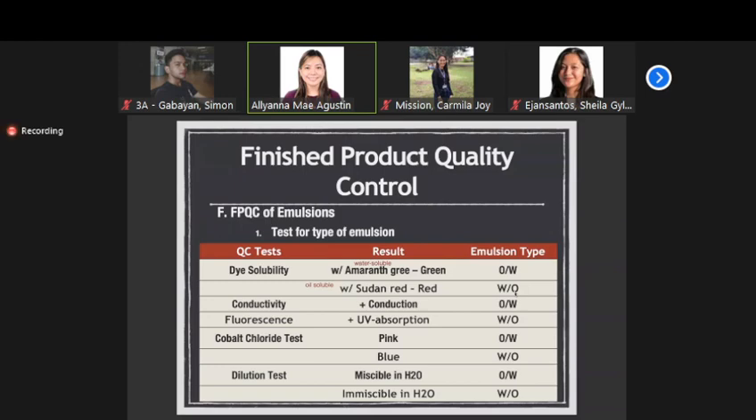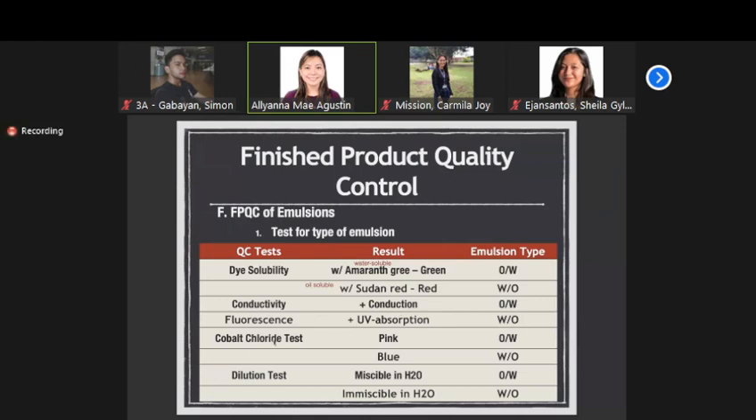The dispersion medium will dictate the property or the characteristic of the emulsion. So dito, positive in conduction. Sino ba ang positive in conduction? Si water. Di ba si water, nagco-conduct siya ng electricity, makakuryente. So, oil in water ang positive for conduction. Fluorescence. Ang positive for fluorescence is the oil. So, sino ang may oil sa labas? No, water in oil. Ayan.